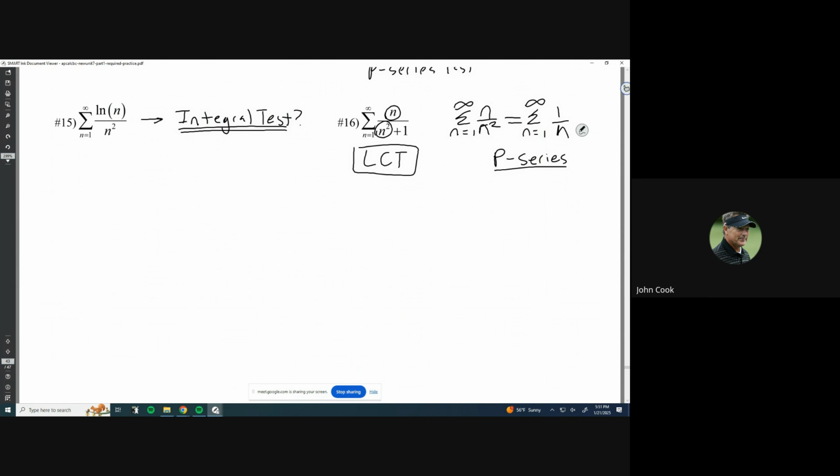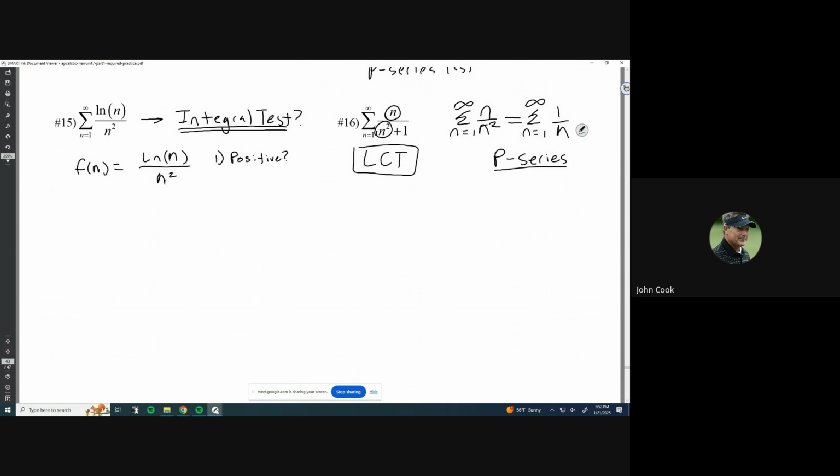Okay, so if we take the function f of n is equal to natural log of n over n squared, so it's equal to the sequence, then we need to check a couple things. First off, what happens to this thing? Is it always positive? Is it decreasing? What's going on with everything? Okay, so first check, is it positive for all n?